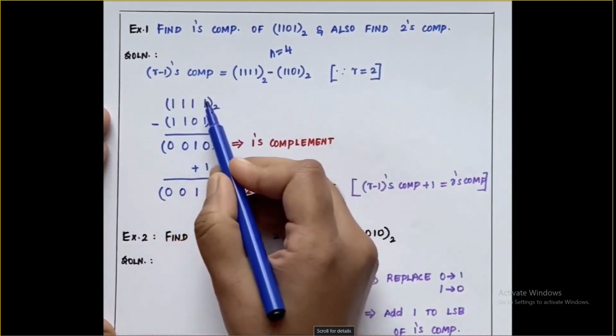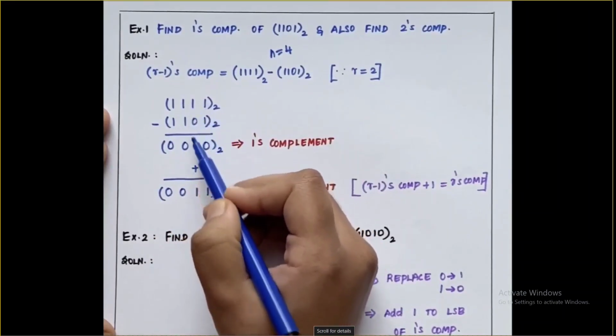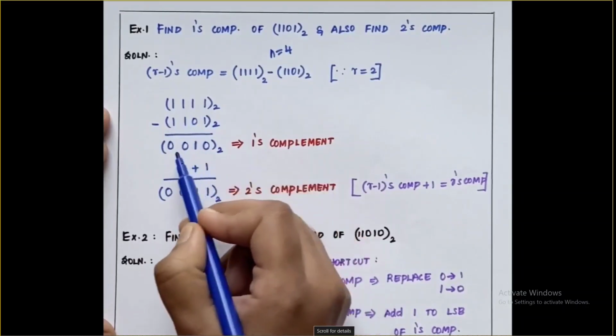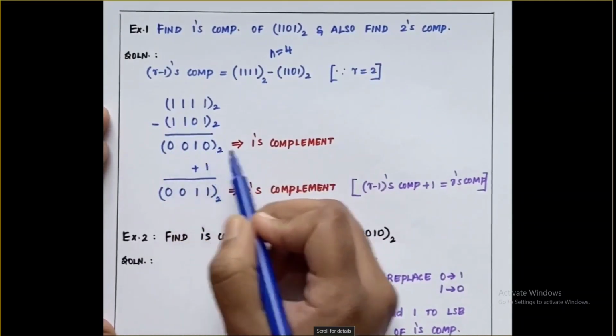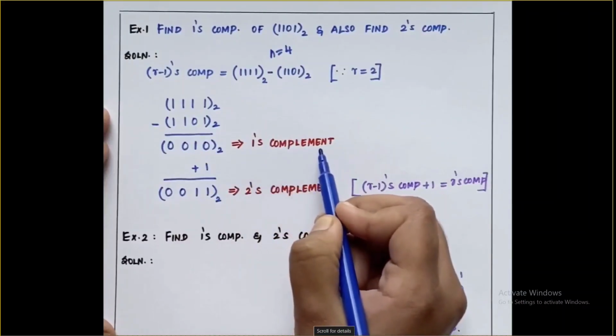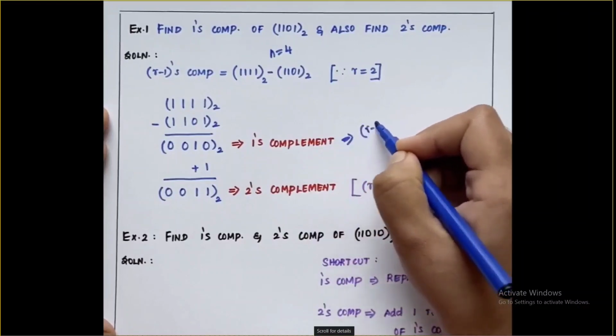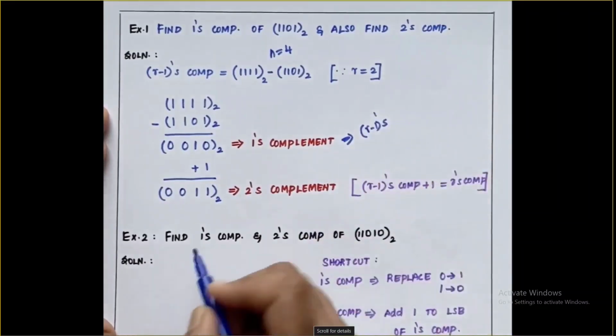So all these things we have discussed earlier. Now let us perform the subtraction. 1 minus 1 is 0, 1 minus 0 is 1, 1 minus 1 is 0, 1 minus 1 is 0. So 0010 to the base 2 will be the 1's complement, which is the first part of our question. So r minus 1's complement is done here.